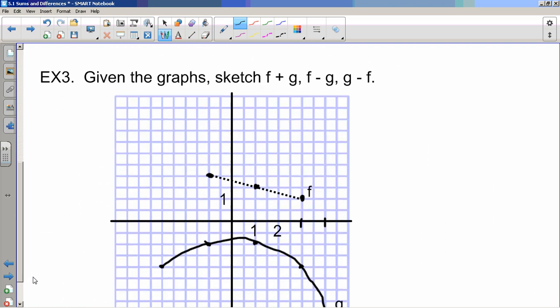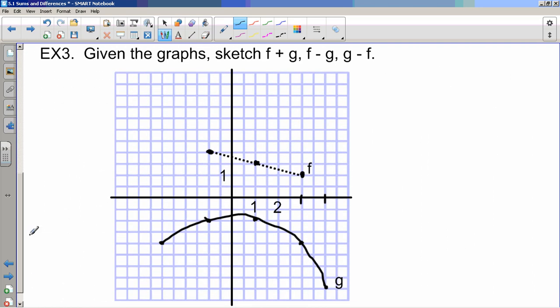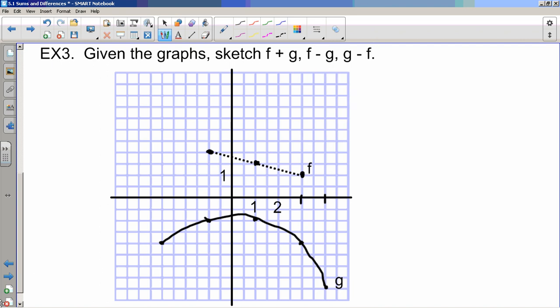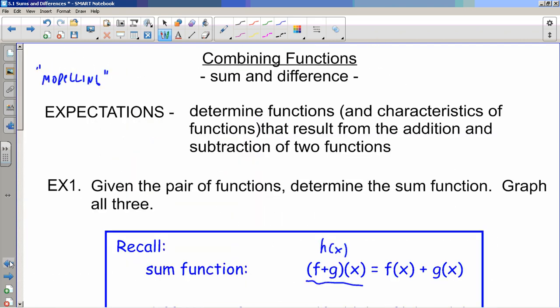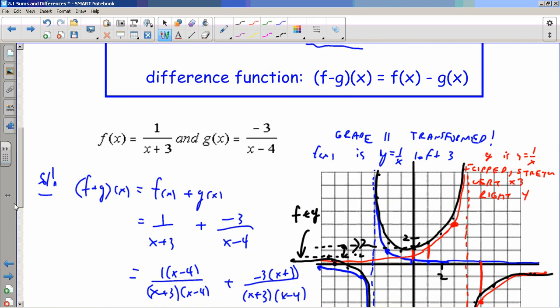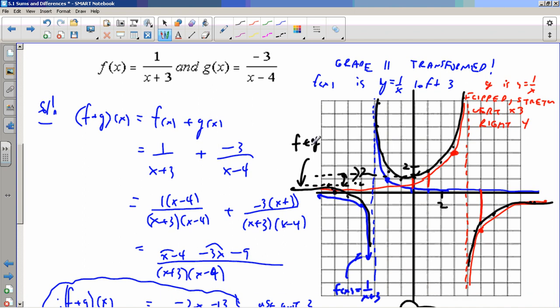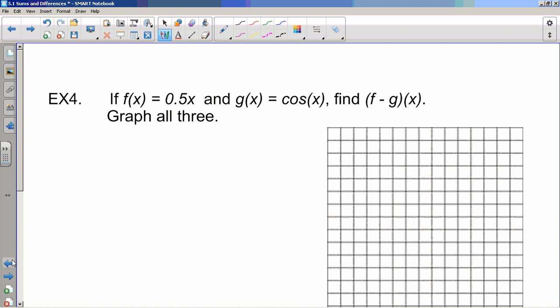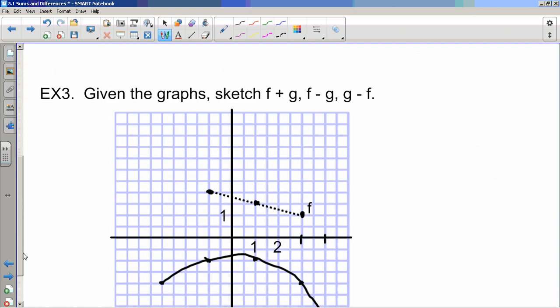Yes. Okay, we've got 2 given graphs, and hopefully that's actually in your notes because that's going to be a pain to graph. And this is the very same thing as we did with example 1, right? I can't calculate the sum function algebraically, so I have to do it graphically.